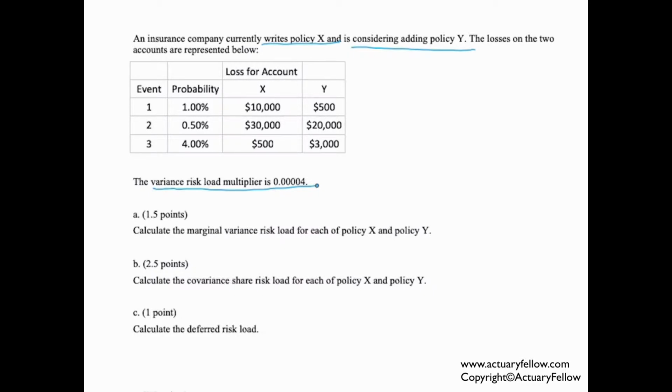First, we need to recognize this is a build-up scenario. Policy X risk load is only based on its variance. Policy Y risk load is based on its variance plus 2 covariance, or total variance minus X variance. Copy the probability table and number the columns.